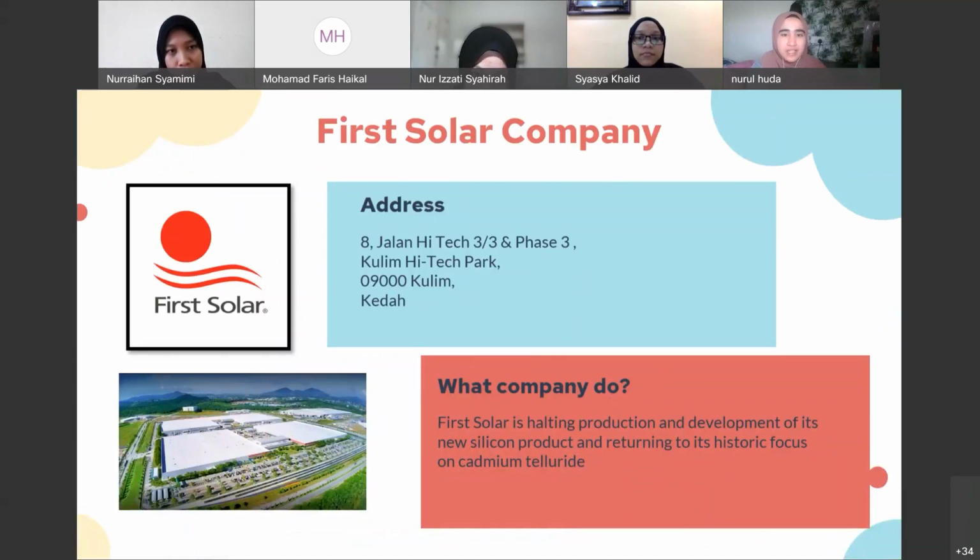One of the companies famous for cadmium telluride solar cells in Malaysia is First Solar. The location of this company is at 8 Jalan Heritage 3/3, Phase 3, Kulim Heritage Park, 09000 Kulim, Kedah. What does the company do? First Solar is halting production and development of its new silicon product and returning to its historic focus on cadmium telluride.